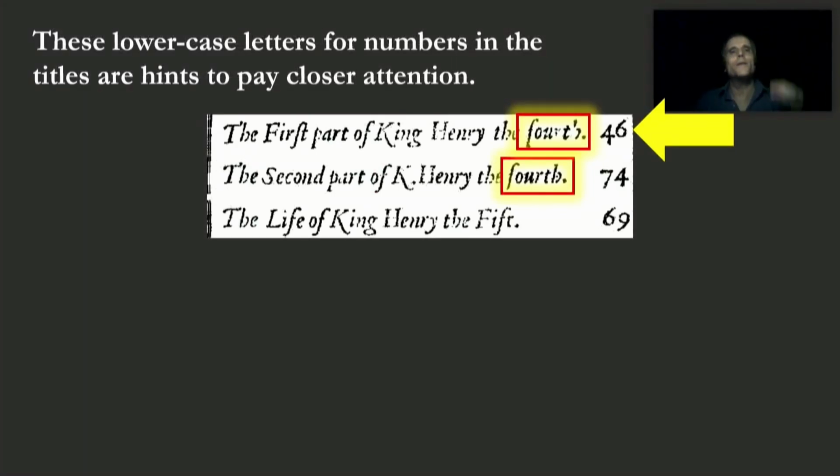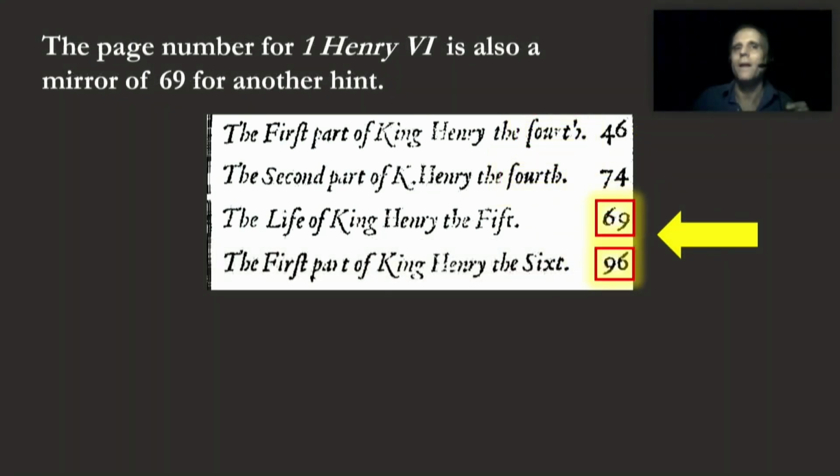The lowercase letters for numbers in the titles for the Henry IV plays are hints to pay closer attention. They are the only numbers in the section set in lowercase. The page number for the first part of Henry VI is also a mirror of 69 for another hint. It was the first anomaly I looked at on the page, which prompted me to investigate further.